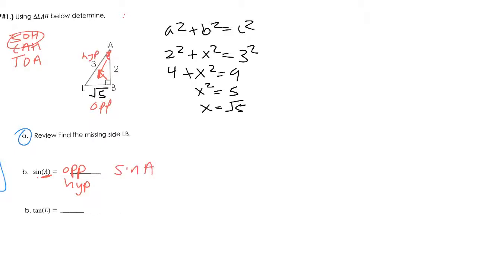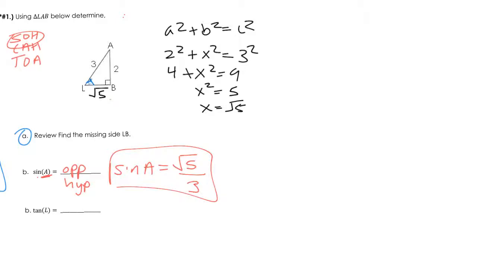Now if I want to find the tangent of L, that's going to change my sides here because I'm not looking at A anymore. I'm looking at angle L. Tangent's opposite over adjacent. Opposite on top of adjacent. So for tan L, opposite of L is 2. Next to L is radical 5. It's not 3 because that's my hypotenuse. So opposite over adjacent, 2 over radical 5.